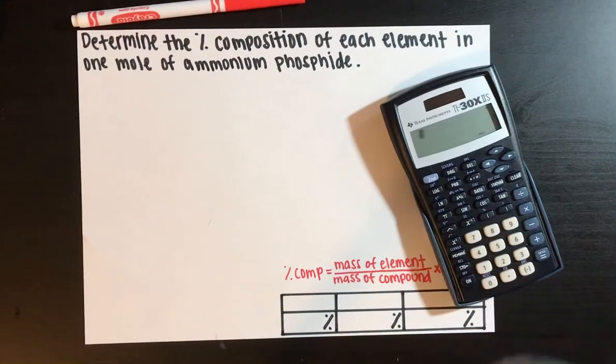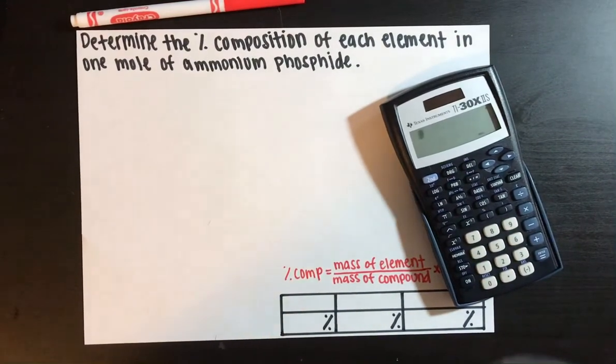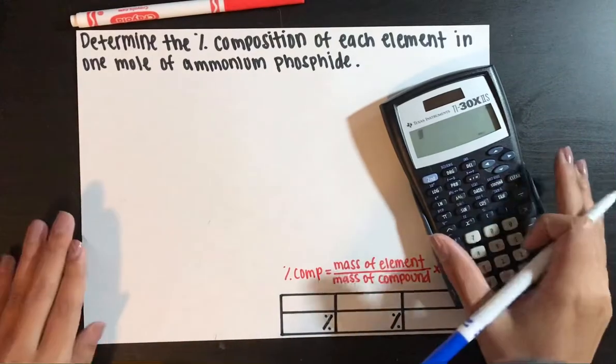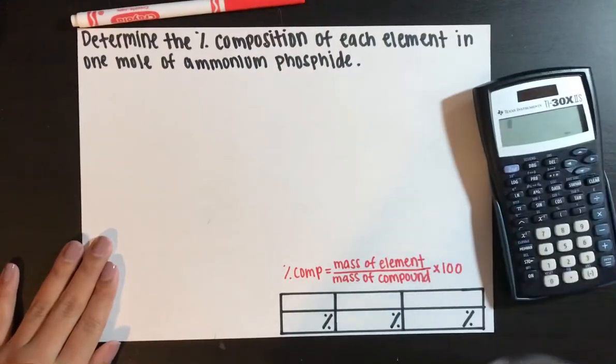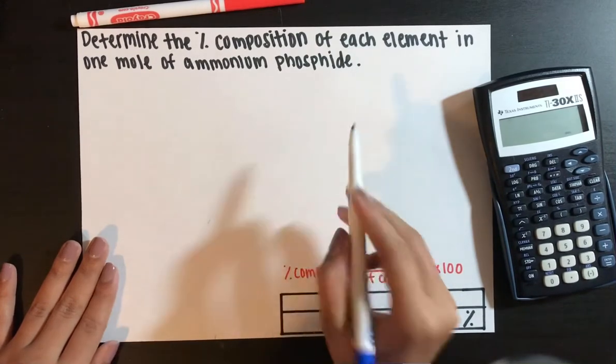In this video, we are going to be solving a percent composition problem. My question states, determine the percent composition of each element in 1 mole of ammonium phosphide. So the first thing we want to do is find the compound formula for ammonium phosphide.